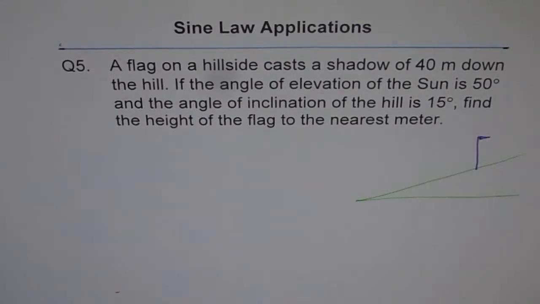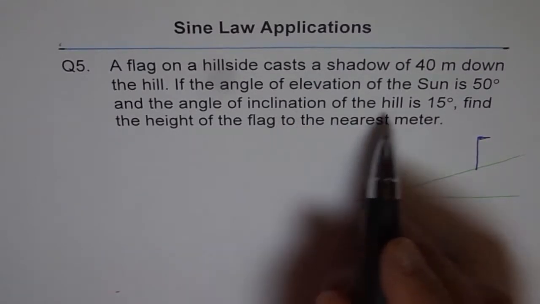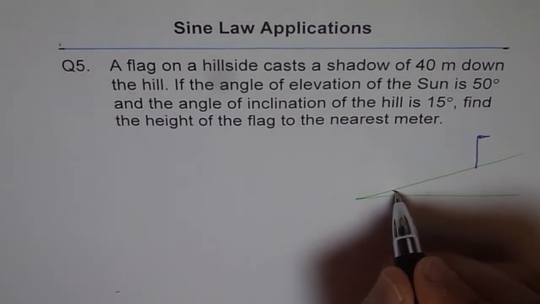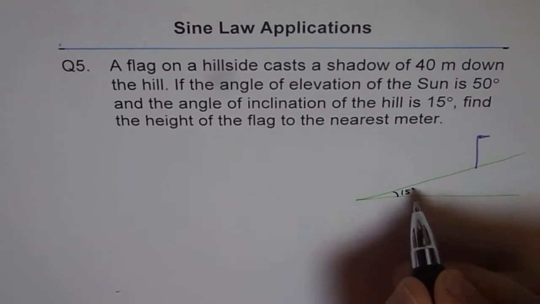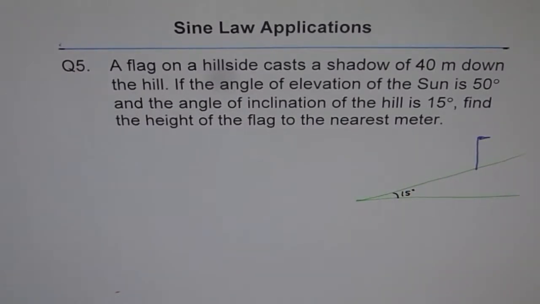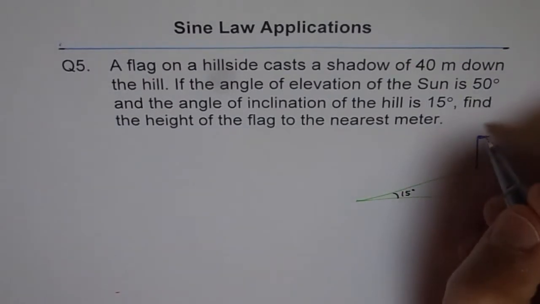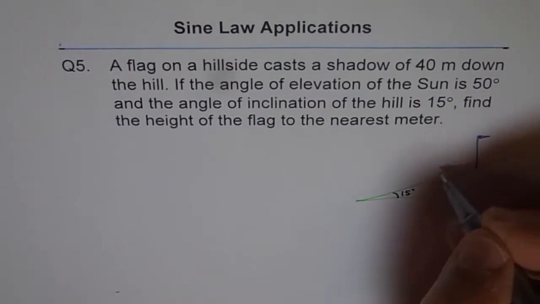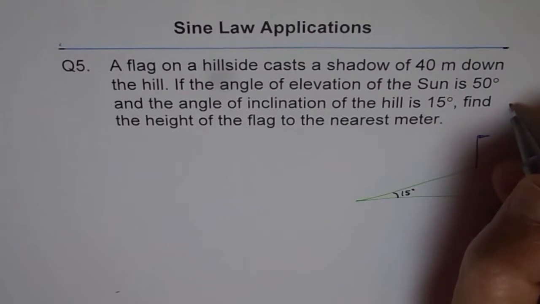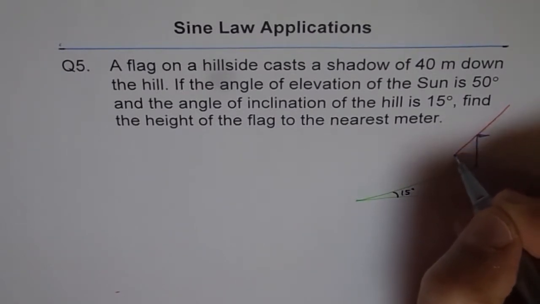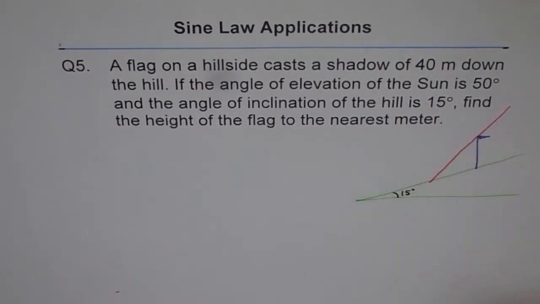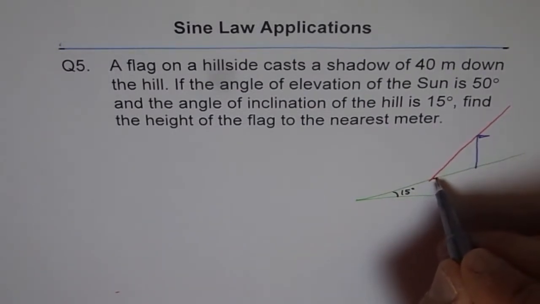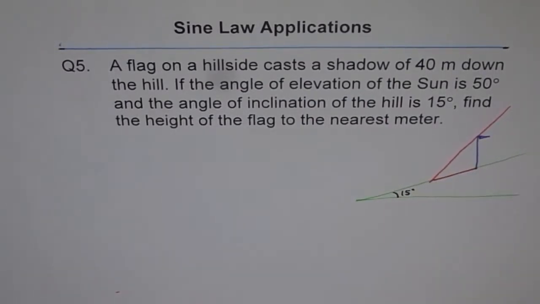So that's the flag. Now, the angle of inclination of the hill is 15 degrees, so this angle is 15 degrees, correct? The second thing is that the sun is at an angle of 50 degrees. So 50 degrees, let us say like this, and the shadow is being cast down the hill. That is how the sun rays are coming. So that's the shadow, and that forms our triangle.